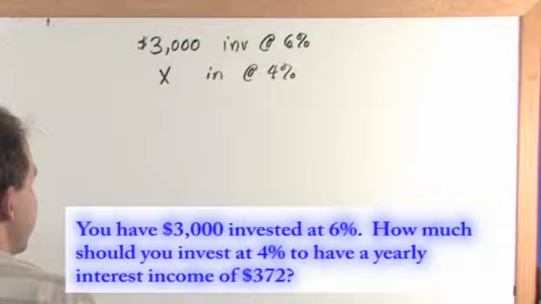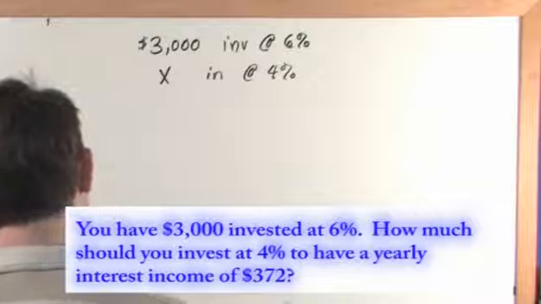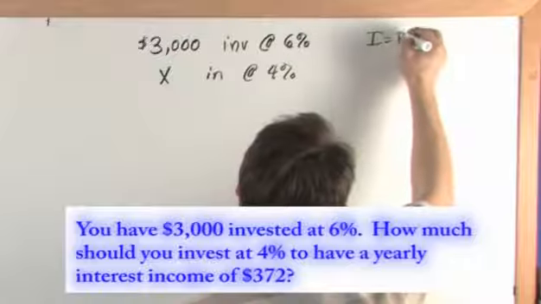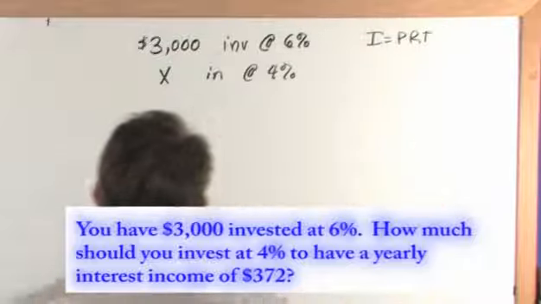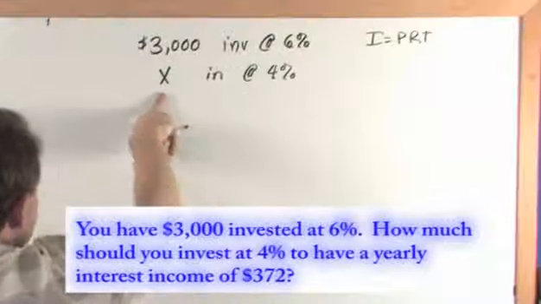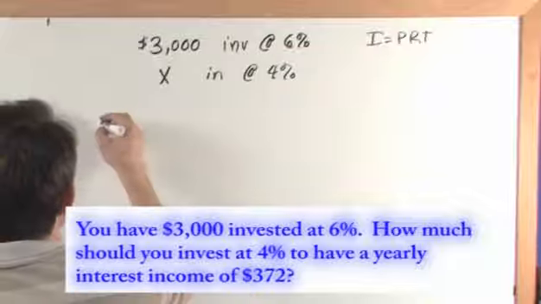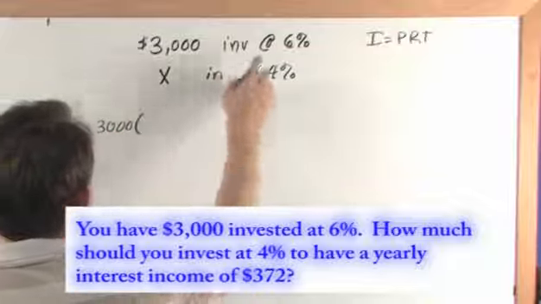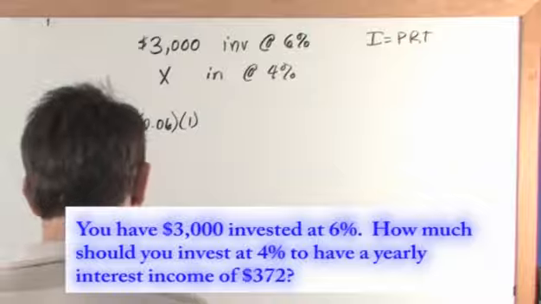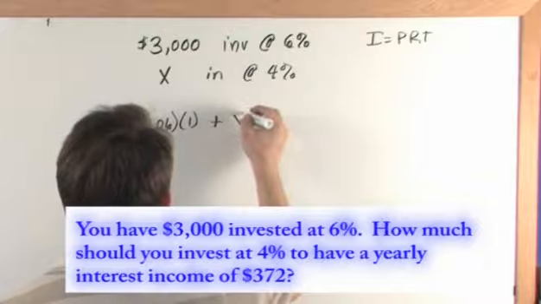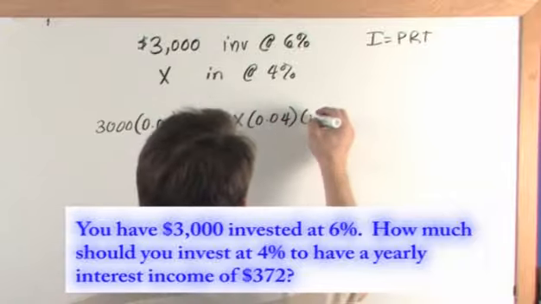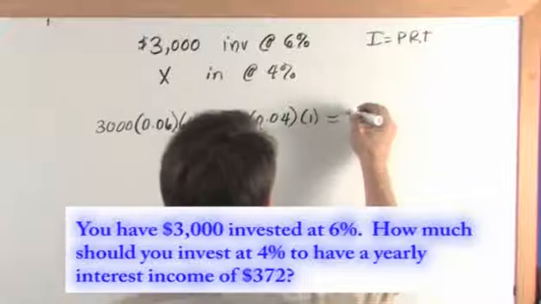I don't know how much money is invested at 4%. That's what I'm trying to find. And I want my yearly interest income to equal 372. So I know I'm going to have to write an interest equation. Let's go ahead and do that. I invest this much at 6%, and I invest this much at 4%, which is unknown. The $3,000 that I put in times the interest rate, 0.06, times the 1 year, because we said it's a yearly interest we're interested in, plus X dollars invested at 4% times a year, and we said we want a yearly interest of $372.